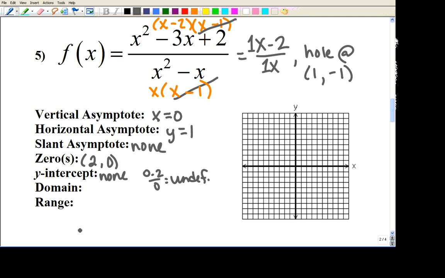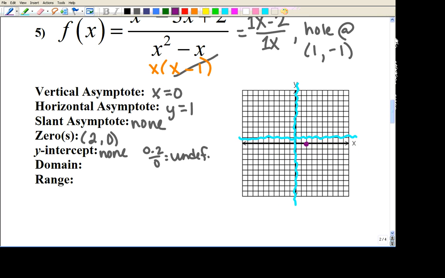Let's get back to this domain and range in just a moment. Let's graph what we have so far. We've got a vertical asymptote at x equals 0. We've got a horizontal asymptote at y equals 1. We do know that the zero is at 2, 0, so right there, and we don't have a y-intercept. So at this point, you need to start plugging in some values to find some other points.